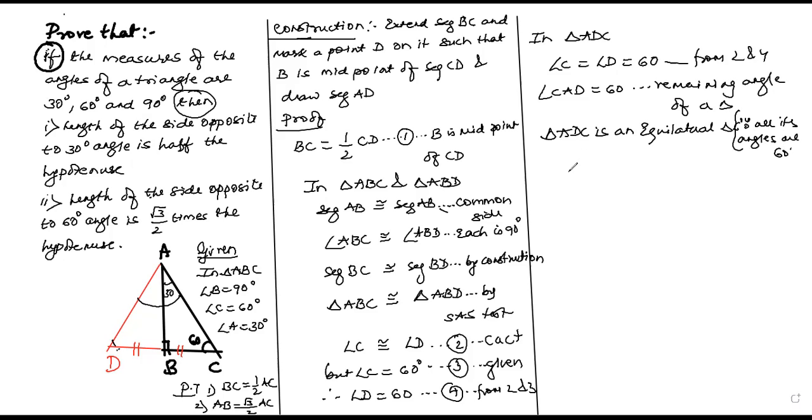Can I say, children, therefore your CD, which you wanted, you didn't want CD in your statement number 1. Therefore, CD equal AC. Can I say statement number 5, sides of equilateral triangle? Sides of equilateral triangle.